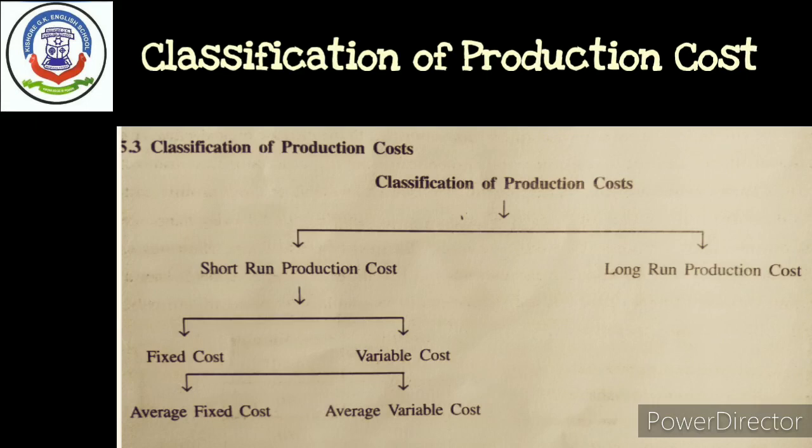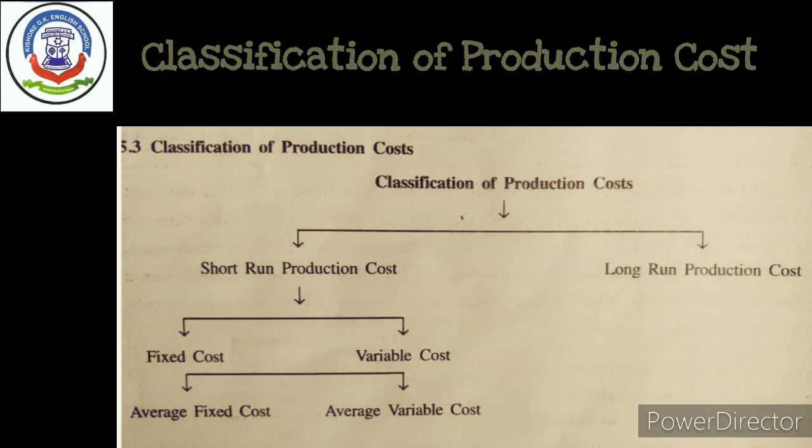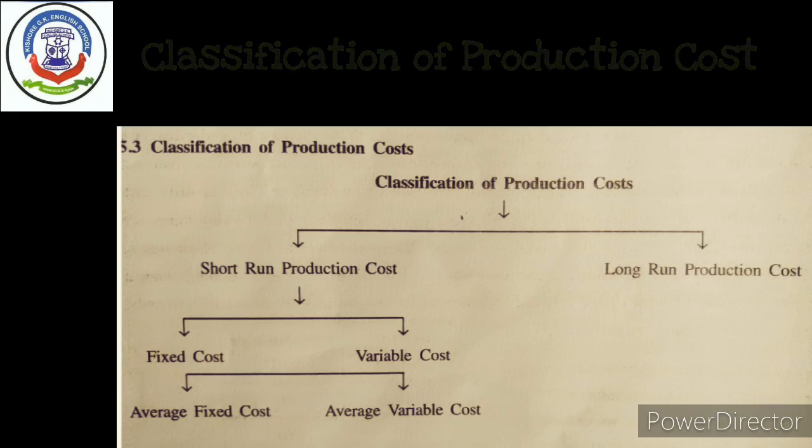Included in short run production cost are fixed cost, average fixed cost, and variable cost, average variable cost. Fixed cost. In the short period, whether production increases, decreases, or remains zero, there is no change in production cost. That type of cost is known as fixed cost. Fixed cost is also known as overhead cost.